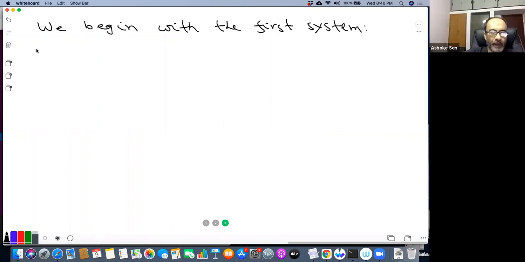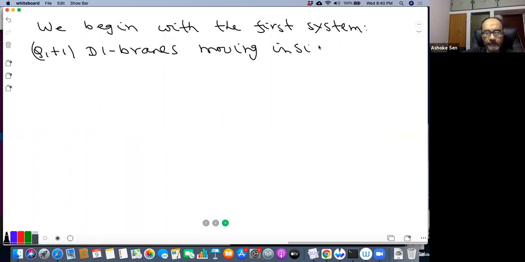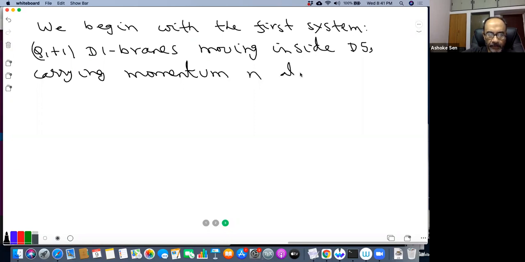Okay, so what is the first system? Q1 plus 1 D1 branes moving inside D5, and we want them to carry some momentum along S1. We are actually calculating the partition function, not really the number of states, but they are related. We'll calculate the partition function for this system, so we'll sum over Q1 and N weighted by appropriate factors.